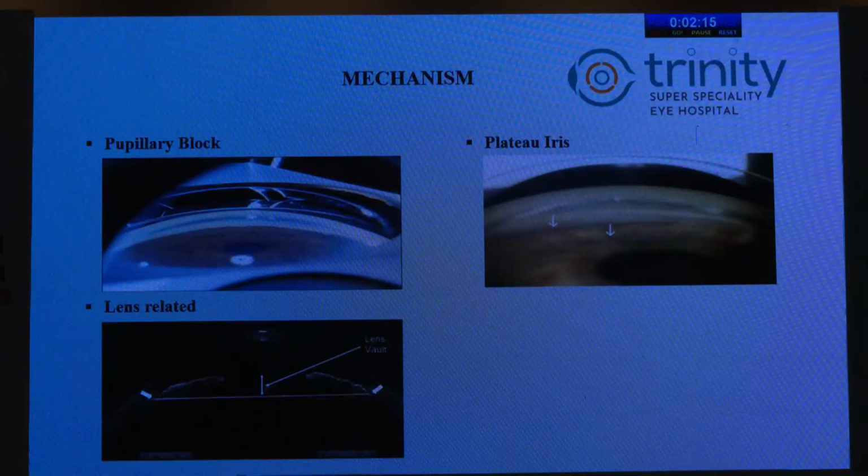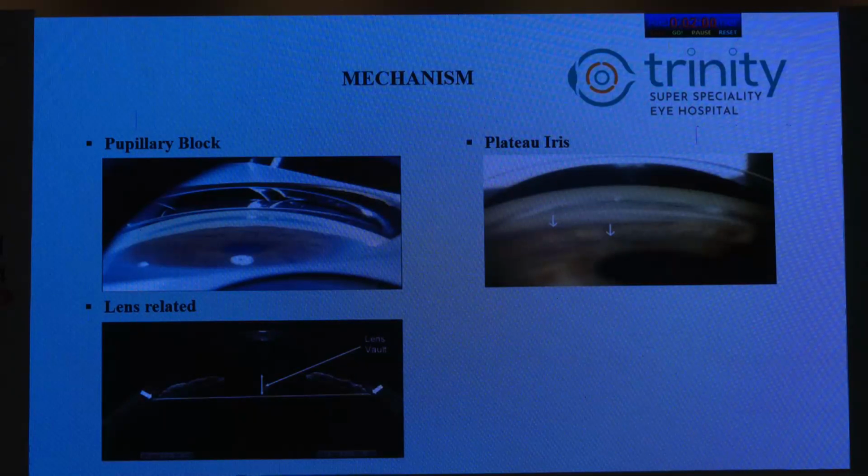Now there are basically 3 mechanisms. One is the pupillary block, which conventionally we know. Second is the lens related. So it is always preferable to check the size of the lens in cases with significant cataract, because sometimes a high lens vault can also predispose to angle closure.